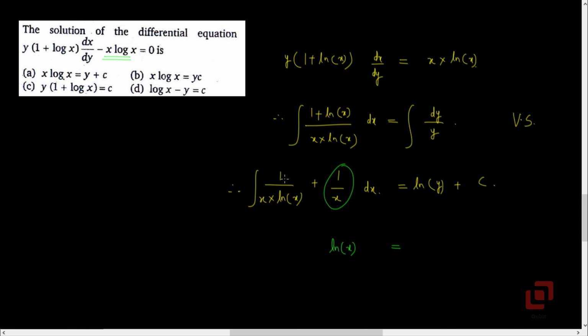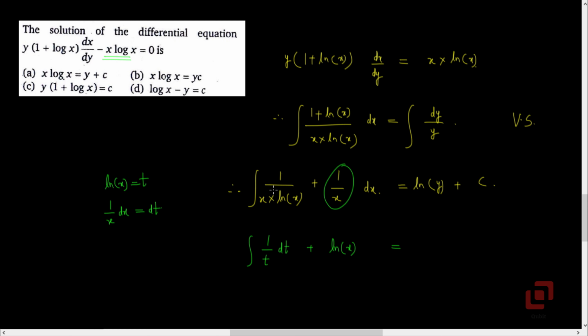However, to integrate 1 upon x into log of x, we should be a bit more careful. We use the integration by substitution method here. We let log of x as t, so 1 upon x dx will be dt. Hence, the first integral 1 upon x into log of x dx will take the form integral 1 upon t dt.